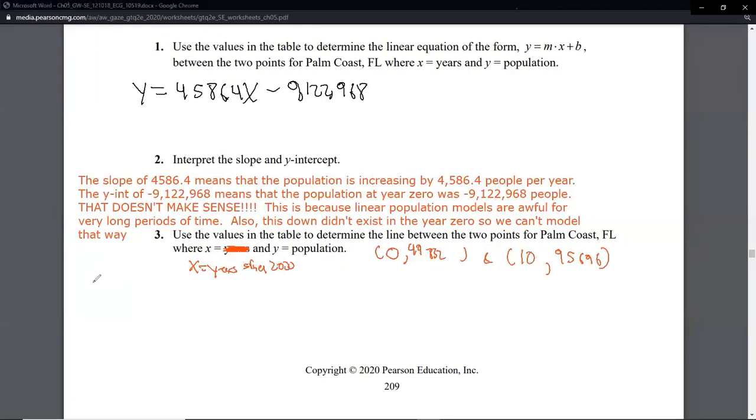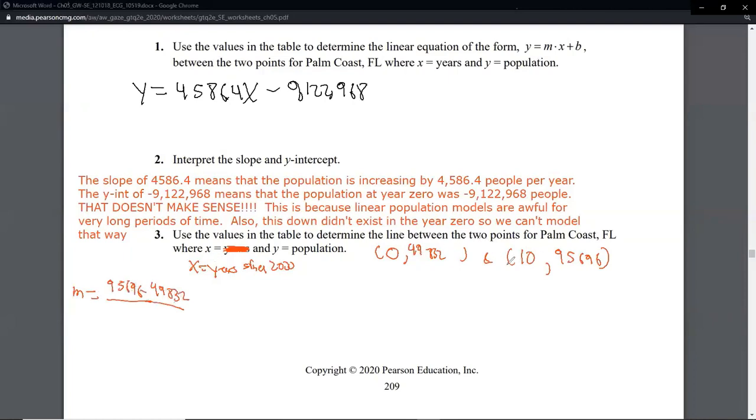We're going to do the exact same thing as in number 1. We're going to find the slope by doing the rates of change. We're doing the y's on the top, the x's on the bottom. We're doing new minus old. So we go 95696 minus 49832. Literally the same subtraction.